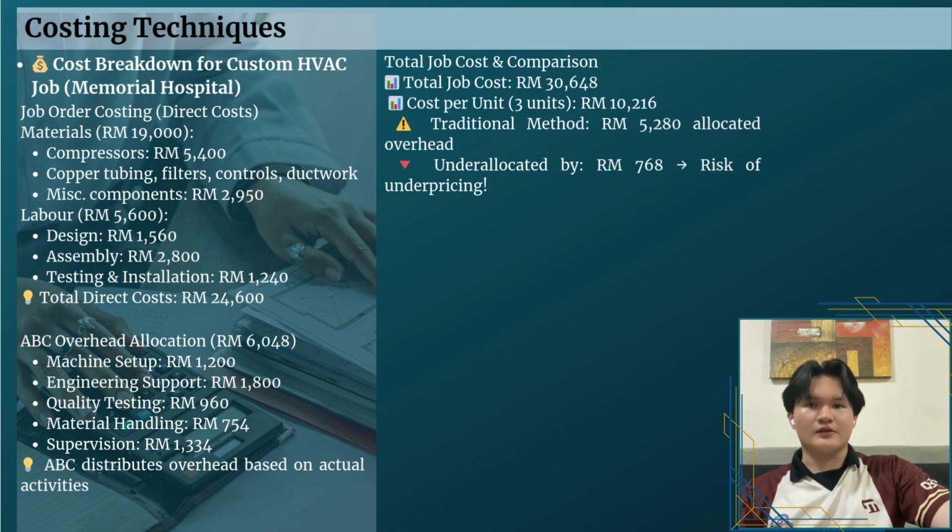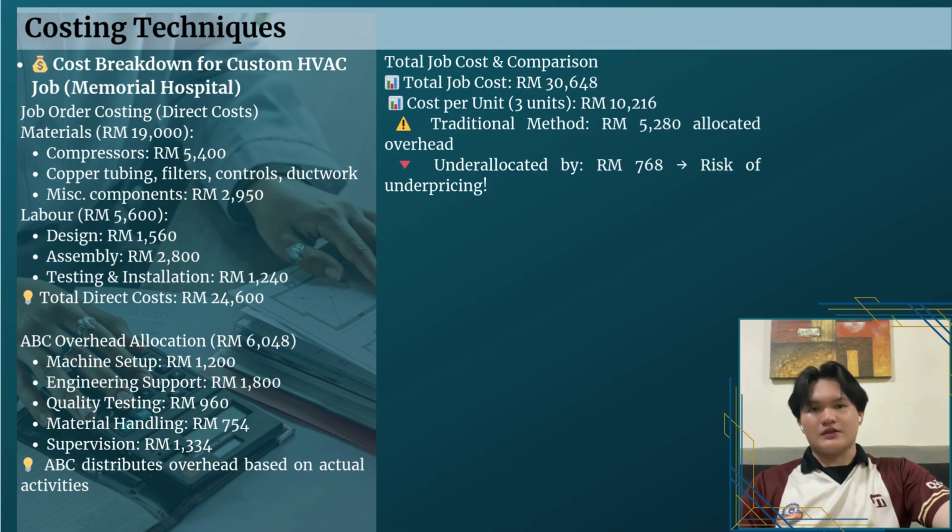Let's see how the hybrid costing method works in action using a real job, a custom hatchback system for Memorial Hospital. First, we calculate the direct cost using job order costing. Total direct materials comes to 19,000 ringgit, including specialized compressor filtration systems and copper tubing. Labor was 5,600 ringgit, covering engineering design, assembly, testing, and installation support. Altogether, that's 24,600 ringgit in direct costs.